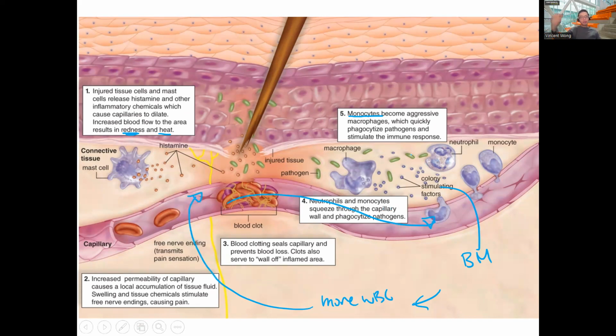And as a result of the increased permeability, you have all the fluid leaking out and all these chemicals leaking out, and they would accumulate in the tissue, resulting in swelling.